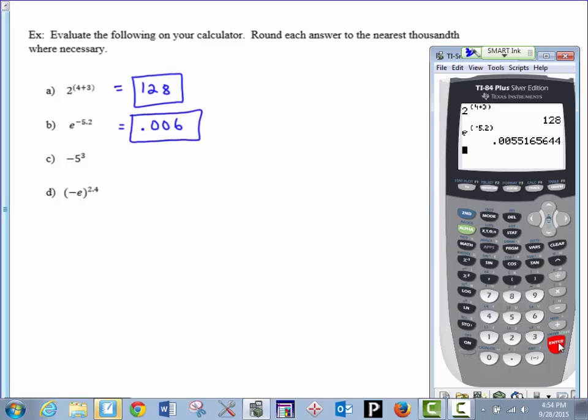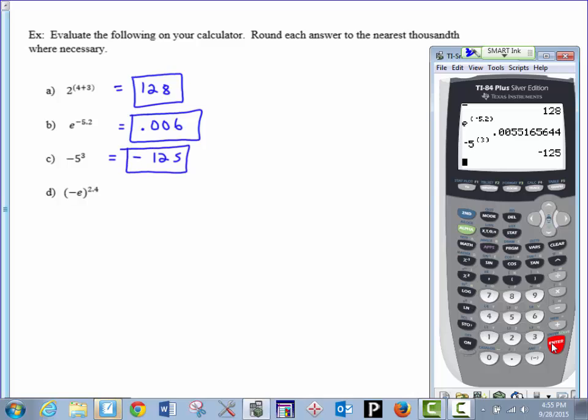Next problem down is negative 5 to the third. Notice that the negative is not with the 5, meaning it's like negative 1 times 5 to the third. So we don't want to put parentheses around that negative to include it with the 5. It needs to stay in the front. So type it essentially the way it's written, negative 5, and then raised to the third power. On this one you don't need parentheses around your power necessarily. You can go ahead and put them just to be safe. And then press enter. So in this one I get negative 125.